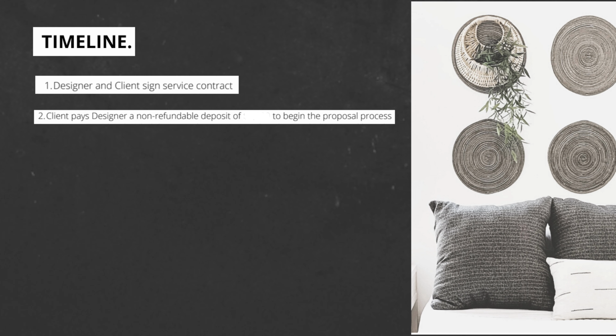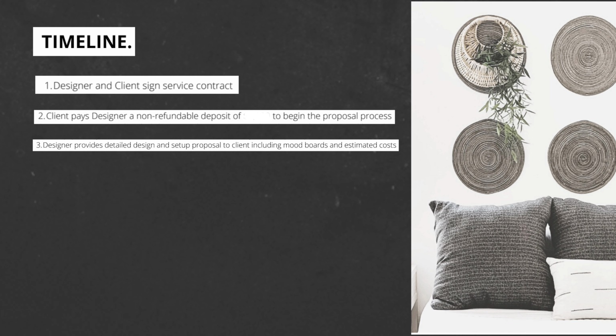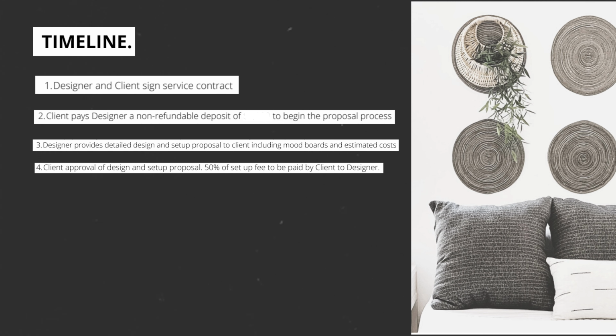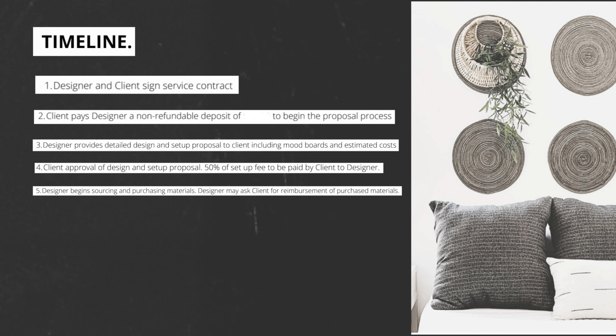So back to the timeline. Third, designer provides detailed design and setup proposal to client, including mood boards and estimated costs. Fourth, client approval of design and setup proposal. 50% of setup fee to be paid by client to designer at this point. Fifth, designer begins sourcing and purchasing materials. Designer may ask client for reimbursement of purchased materials midway through project completion.